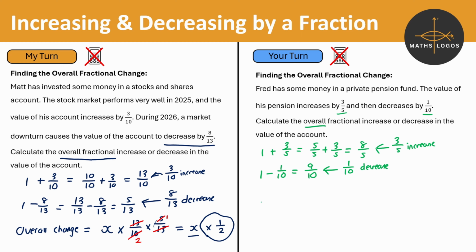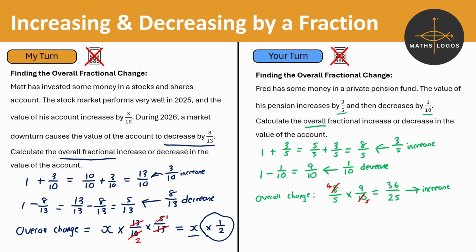To get our overall change, we take our 8/5, that's our 3/5 increase, and we multiply it by our 9/10. That's our 1/10 decrease. Let's do a bit of cross simplifying where I can. So I can divide through by 2 on the numerator here, and on the denominator here. Then I'll go ahead and do 4 multiplied by 9 to give me 36, and 5 multiplied by 5 to give me 25. So I can interpret this as an increase because it's greater than 1. In other words, I've taken my original, I've multiplied it by this overall fraction. And because that overall fraction is greater than 1, I know it's an increase.